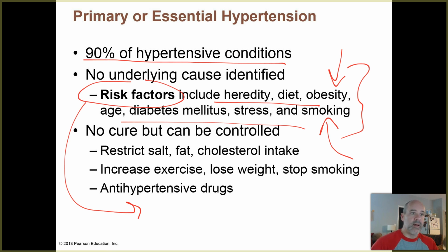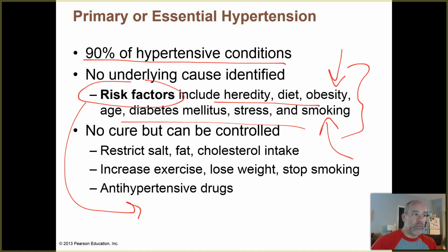Smoking, lots of toxins in cigarette smoke that get absorbed into the bloodstream and damage blood vessels. Also, nicotine can trigger vasoconstriction, which increases your blood pressure.